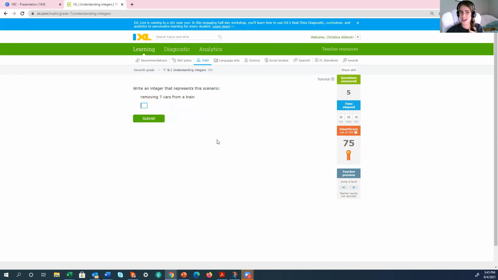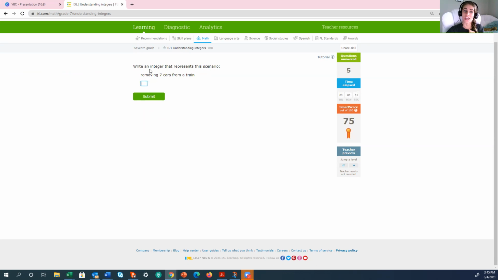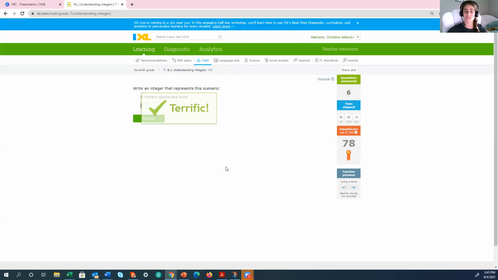We will try one final example. Write an integer that represents this scenario. Removing 7 cars from a train. What do you think? +7 or negative? It would be a -7 because we're removing, so it is losing some cars. Negative integers are a loss or a decrease. Therefore, a -7.